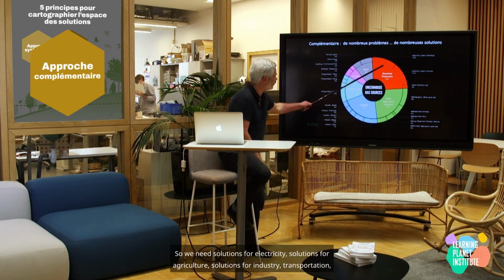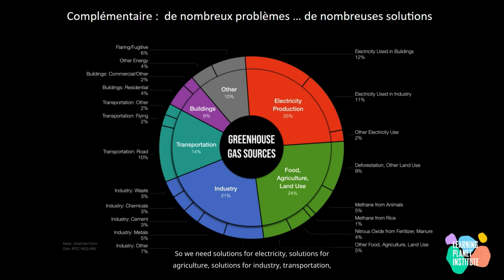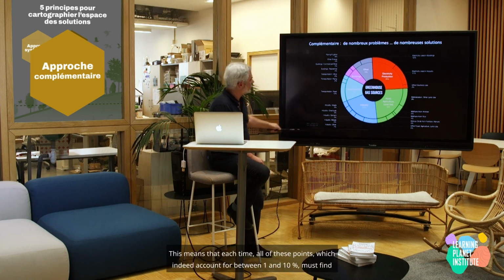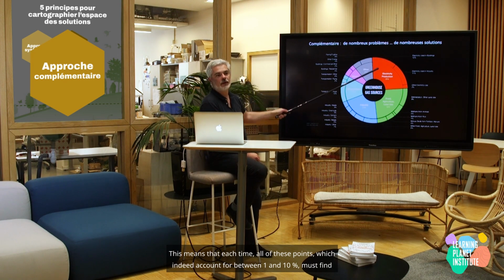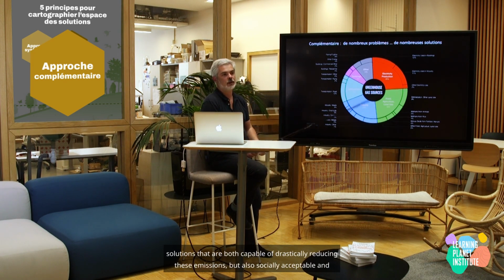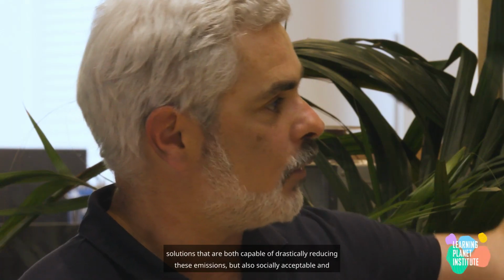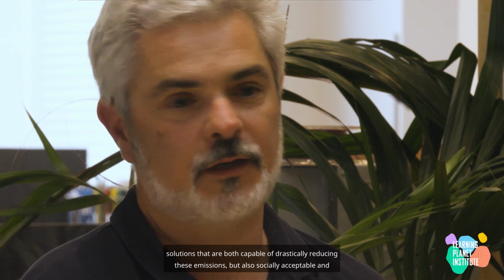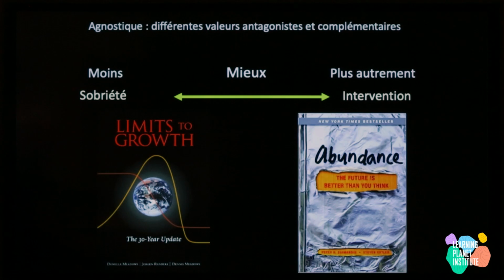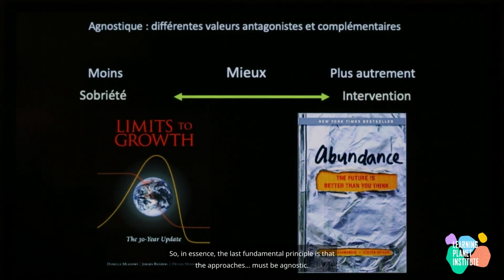So we need solutions for electricity, solutions for agriculture, solutions for industry, transportation, buildings, etc. This means that each time, all of these points, which indeed account for between 1 and 10%, must find solutions that are both capable of drastically reducing these emissions, but also socially acceptable and financially viable. So in essence, the last fundamental principle is that the approaches must be agnostic.